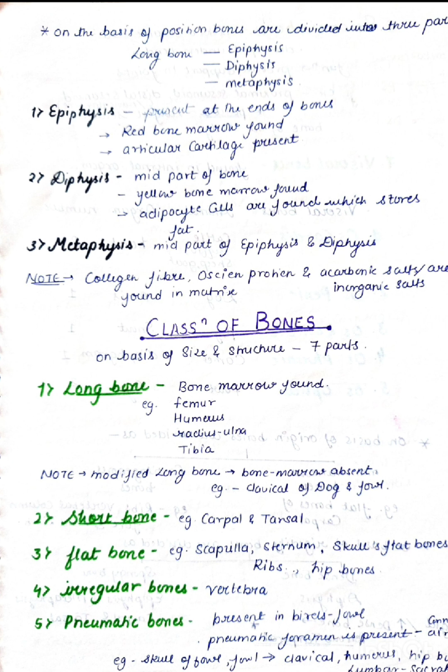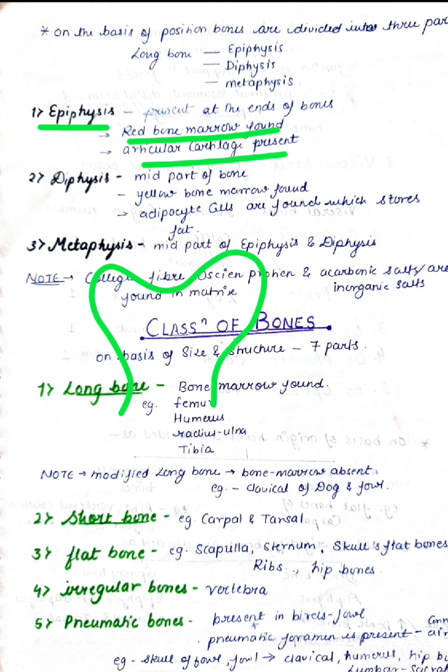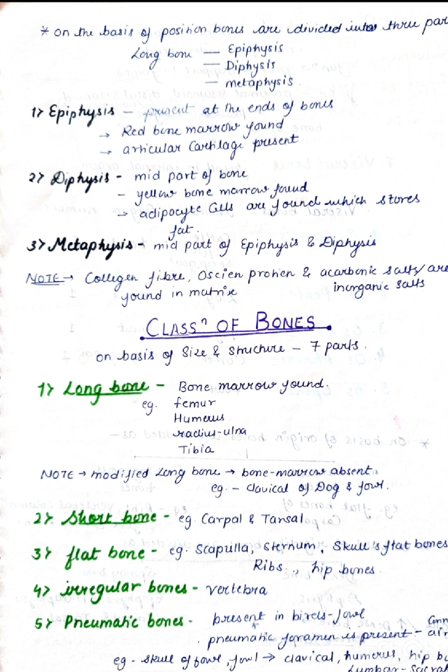Epiphysis is present at the end of the bone. Red bone marrow is found here, which means there is formation of RBC. Articular cartilage is present. As I cleared you, this is known as the articular cartilage. So this is the articular cartilage present in the epiphysis.